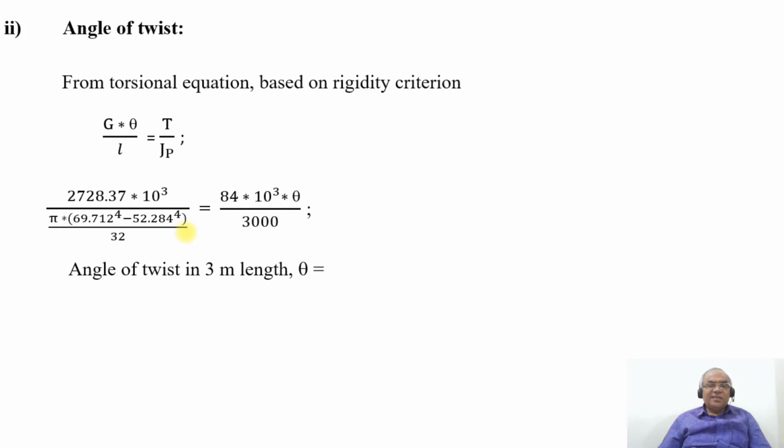So substitute the values. Therefore, the angle of twist in 3 meters, theta, will be equal to 0.0615 radians. So you convert this into degrees: 0.0615 into 180 by pi will be equal to 3.52 degrees. So this is how you will be able to calculate the angle of twist and the inner diameter and the outer diameter of the hollow shaft. Thank you.